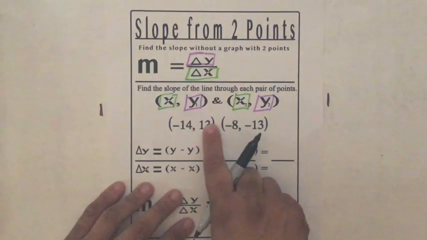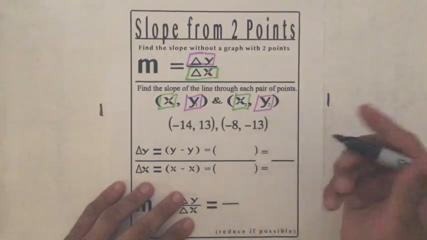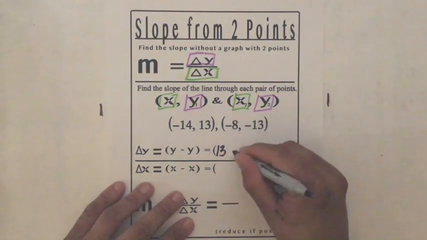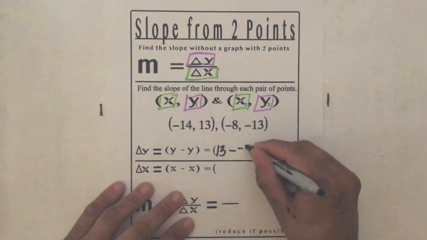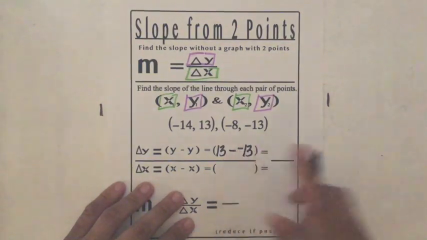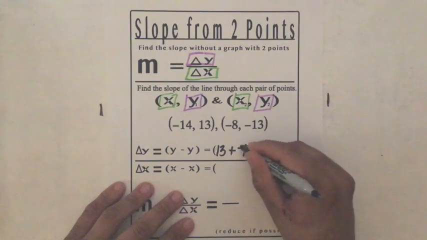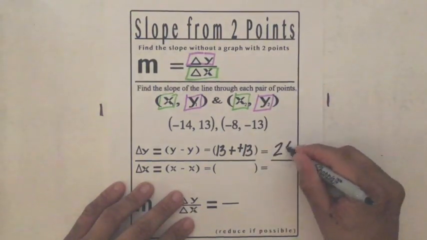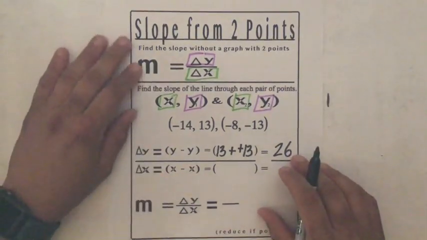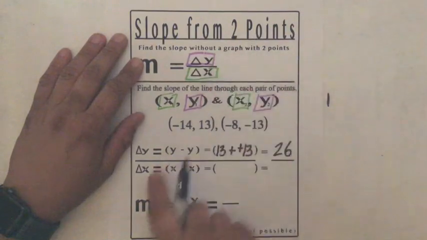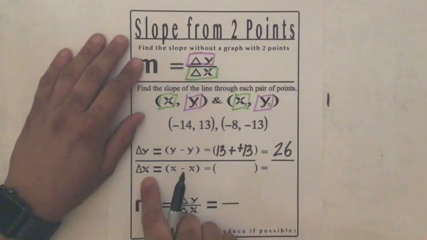So my first y is 13, my second y is negative 13. So I say 13 minus negative 13. Now remember, a minus minus next to each other, they crash and become positive. So 13 plus 13 is 26. Okay, so we did the y's, delta y is on top. Delta x is on the bottom.